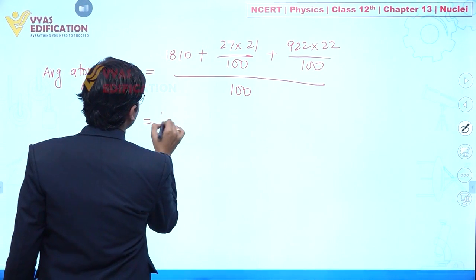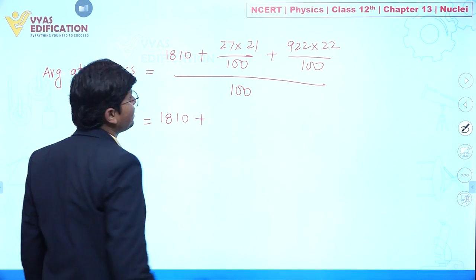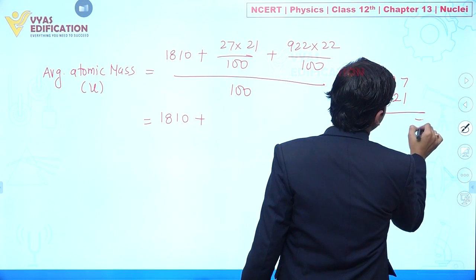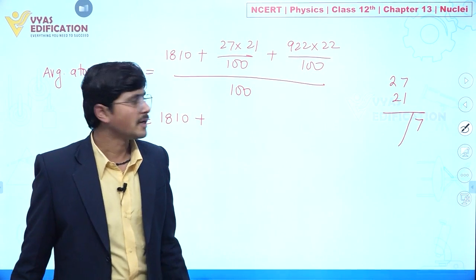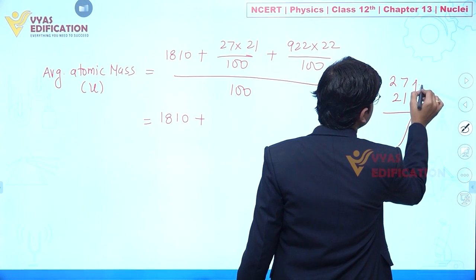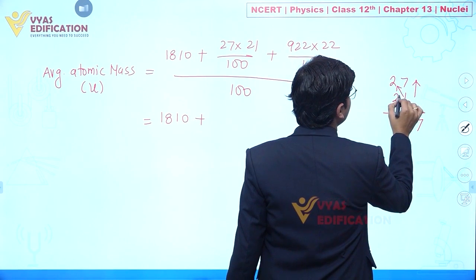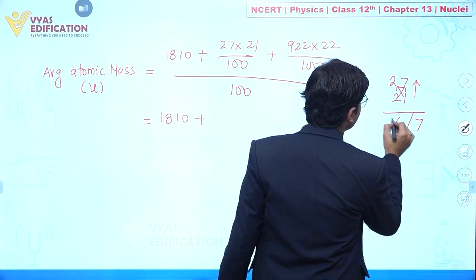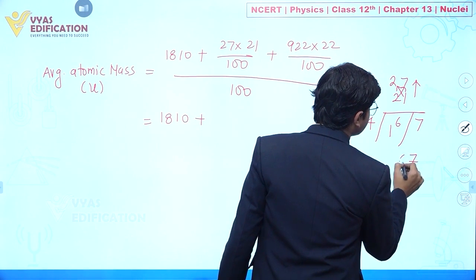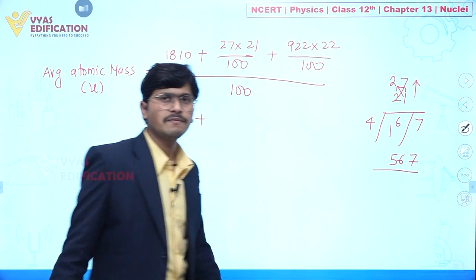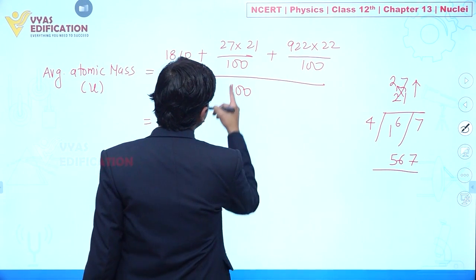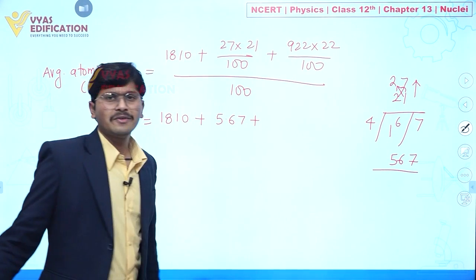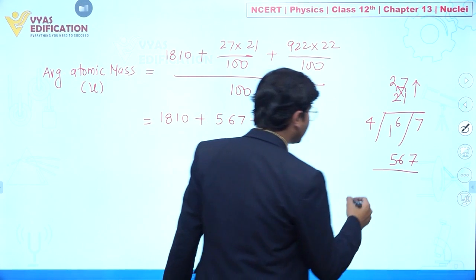So now 1810 plus, if you multiply 27 with 21, how can you multiply? You can actually utilize Vedic mathematics. Directly you can say 1 multiplied by 7, we have 7, this is 2, and 7 multiplied by 2 is 14, so 14 plus 2 is 16, and divided by 4, so 7, 6 and this is 5. It means we are getting 567. So 567 divided by 100, so 5.67 plus, now can you multiply 922 with 22?